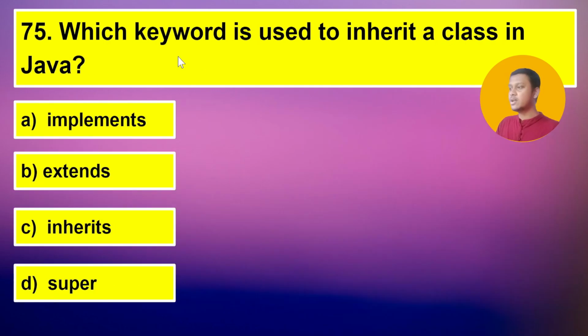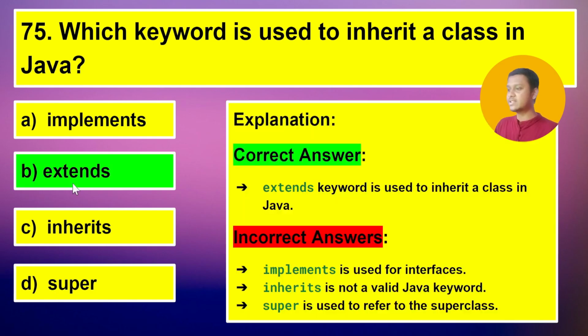Our next question is, which keyword is used to inherit a class in Java? Implements, extends, inherits, or super? So the correct answer is extends. The extends keyword is used to inherit a class in Java, and other options are incorrect because implements is used for interfaces, inherits is not a valid Java keyword, and super is used to refer to the superclass.